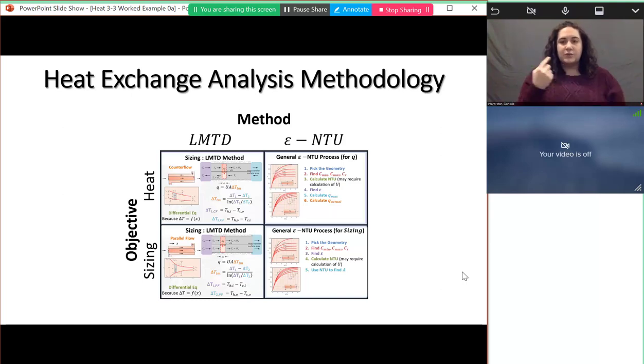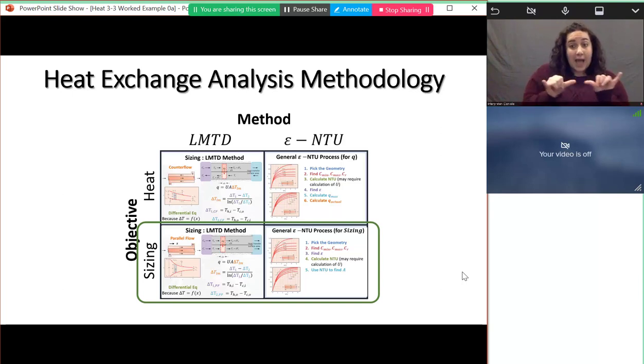So first, I want to see what's the objective. So am I trying to find how big my heat exchanger is supposed to be, or am I trying to find how much heat is being transferred? And in this case, we're asked what the heat exchange area is, right? So if we're asking for that area, that means we're looking at the sizing.